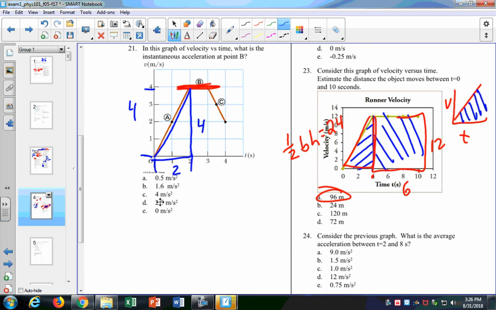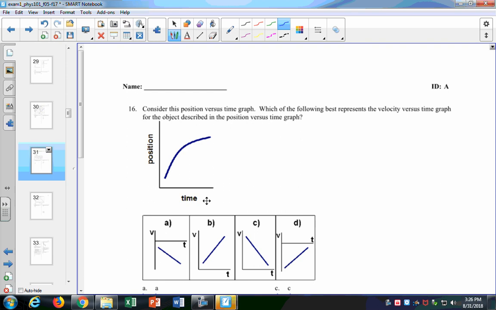Y'all want to look at the F-15? I know y'all have that in front of you. I know that. But that's not F-15, is it?